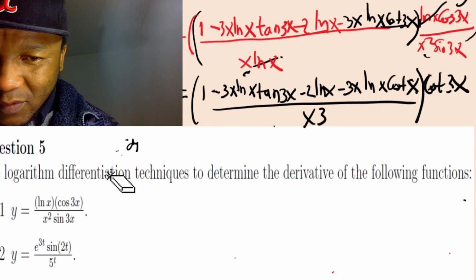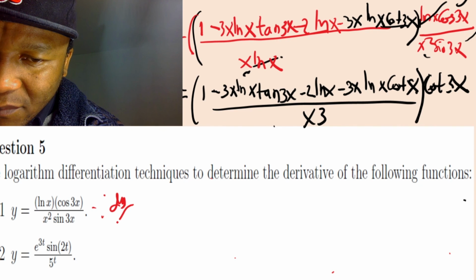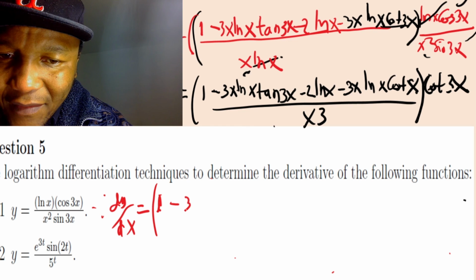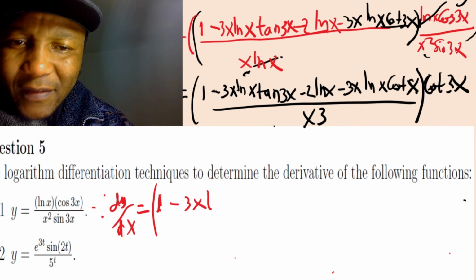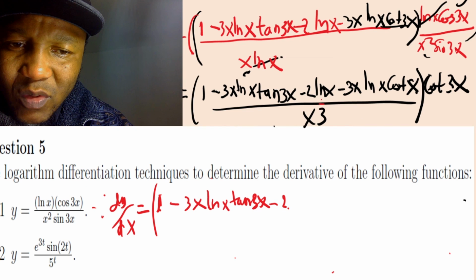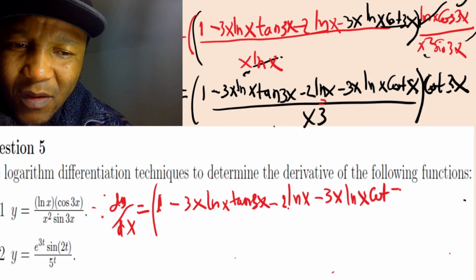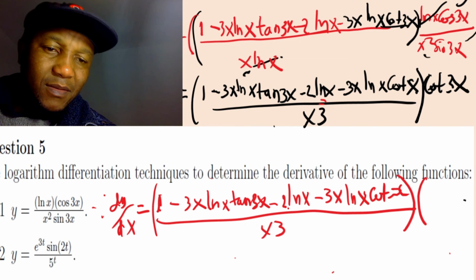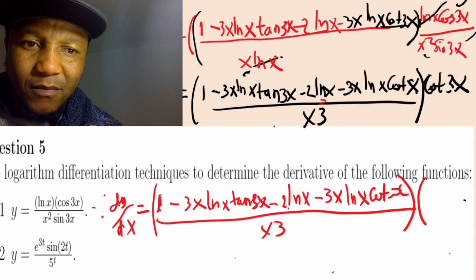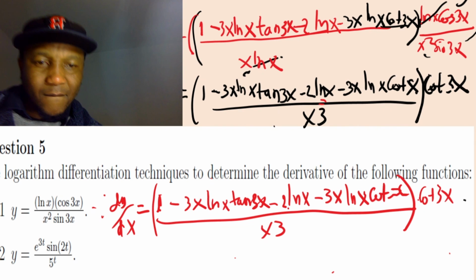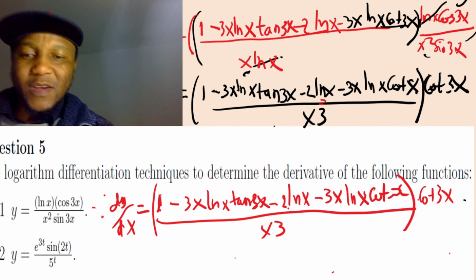So then we're going to say here dy dx equals 1 minus 3x ln x tan 3x minus 2 ln x minus 3x ln x cot x, and then all over x cubed. Now multiply by cot 3x. Multiply by cot 3x, and that's going to be dy dx for the first equation.